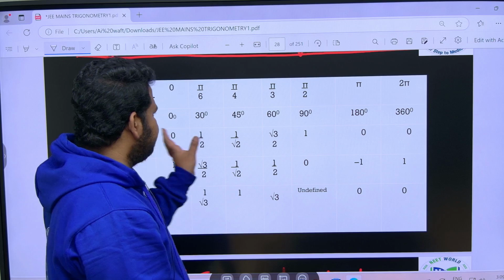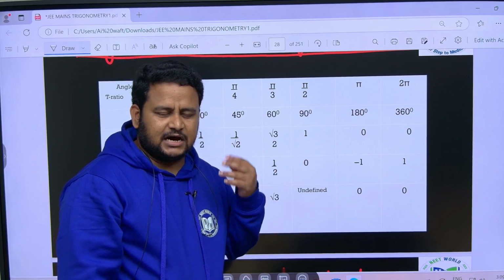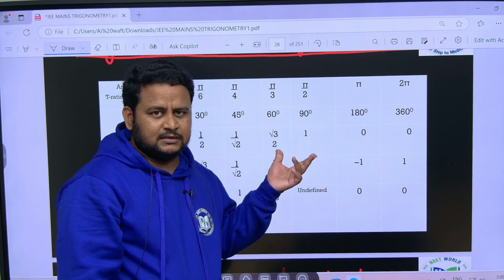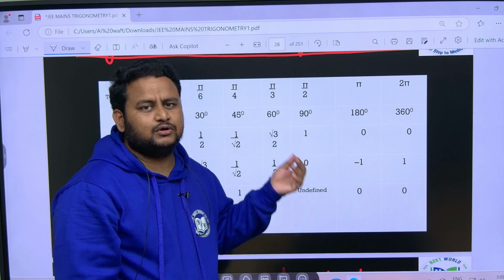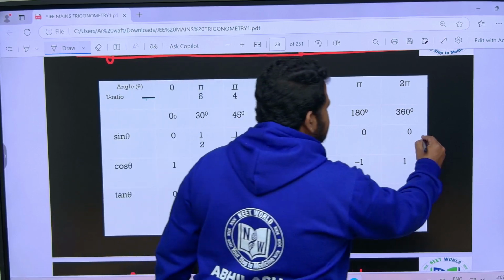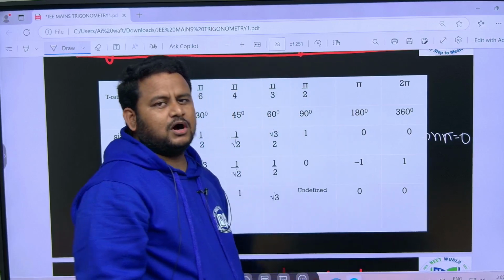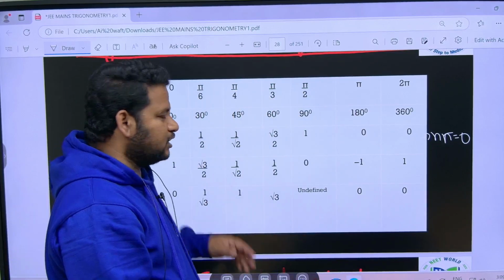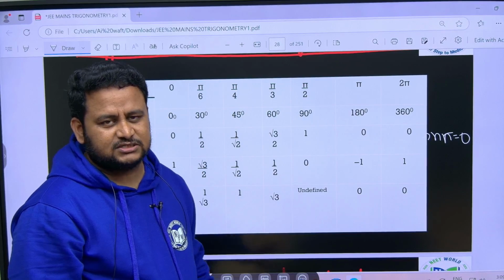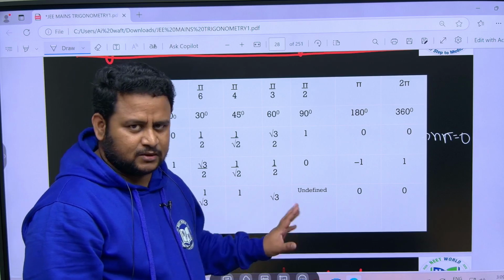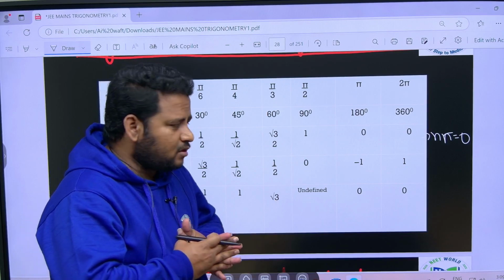Sine of pi or 2 pi, that is sine of any pi, odd pi or even pi, that is sine pi or sine 2 pi, sine 3 pi or sine 4 pi or sine n pi, is equal to 0. So here the value of sine n pi is equal to 0. Sine is always 0, and when we talk about cos, what is it?